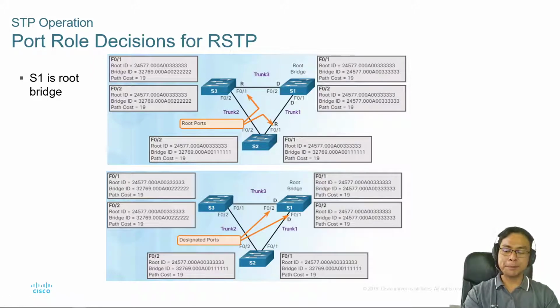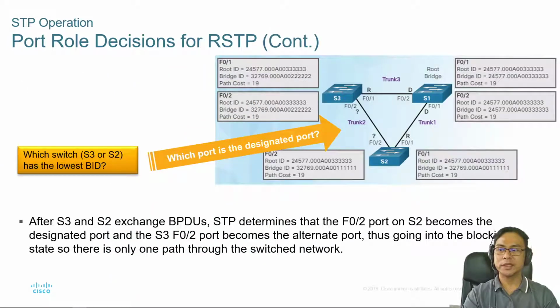Now, it's not over yet. To get more of the roles, there's this question here, highlighted in yellow. Which port is the designated port? Which switch, S3 or S2, has the lowest BID? So that's the answer. Okay? If you are confused about who will become the designated port in this link, is it F02 of S3 or F02 of S2? It is based on the lowest bridge ID.